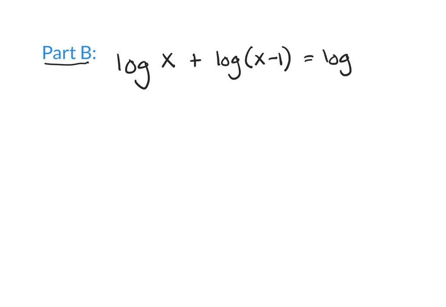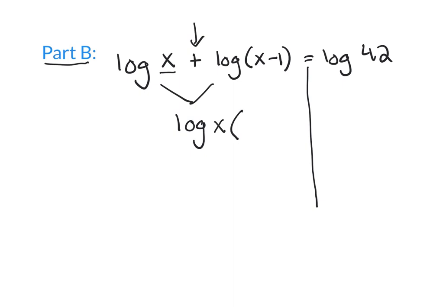All right, here is our last example of the lesson, part B again. And we're going to deal with the factoring again. So let's check it out. I've got log no base, which means base 10, plus log of x minus 1 equals log 42. All right, solve for x. Two logarithms separated by addition, condense them. So it's log of x times x minus 1 equals log of 42.